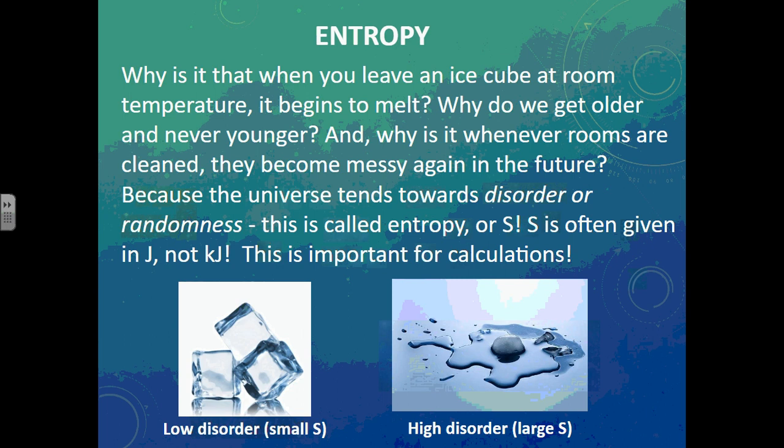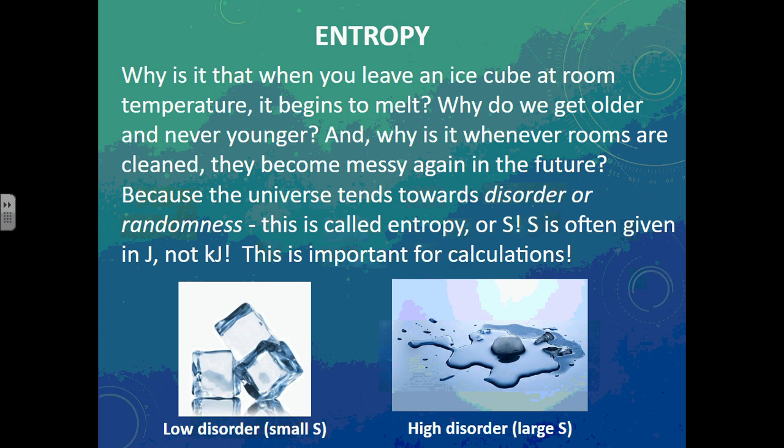We've highlighted this, but I want to reiterate, this is called entropy, or S. S is often given in terms of joules and not kilojoules. And this is important when you talk about calculations, which we won't get into, but you'll want to make sure that you're cognizant of that, because I believe that the H value and sometimes the G that we're going to talk about for Gibbs can be referenced using kilojoules.